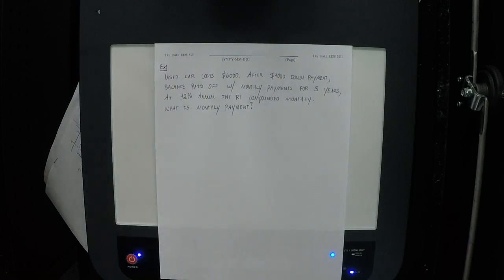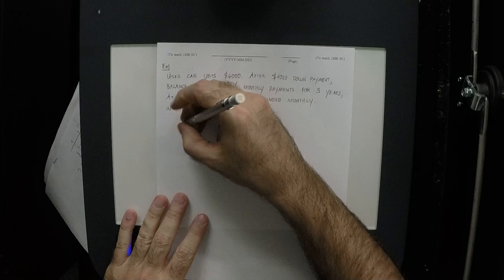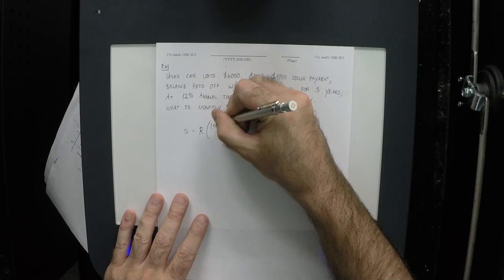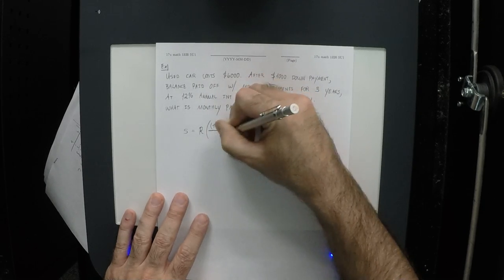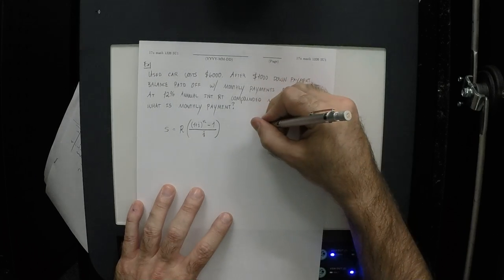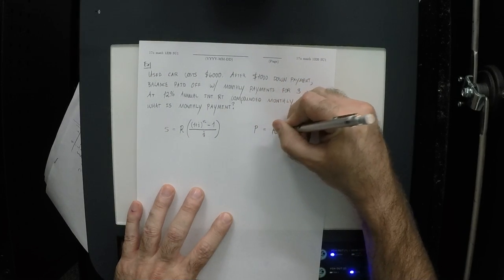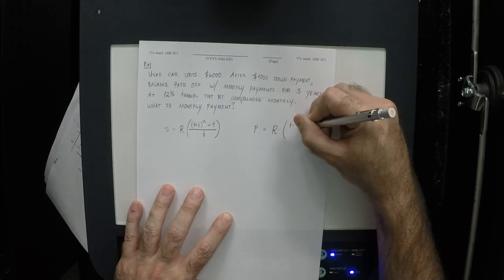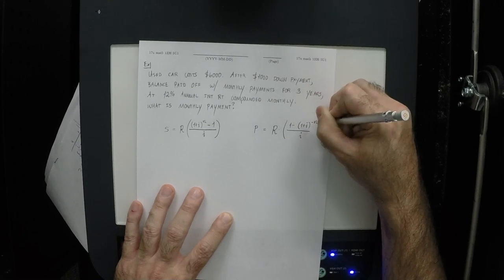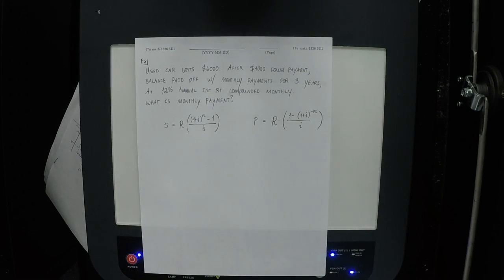Okay, so now in the lecture we have two formulas. Here they are. We have that S is R multiplied by ((1 plus I) to exponent n minus 1) all over I. We have that formula. And we also have this other formula, P is R multiplied by (1 minus (1 plus I) to exponent negative n) over I. We have two formulas. And you have to be able to look at the exercise and determine which one is the one we're supposed to be using.